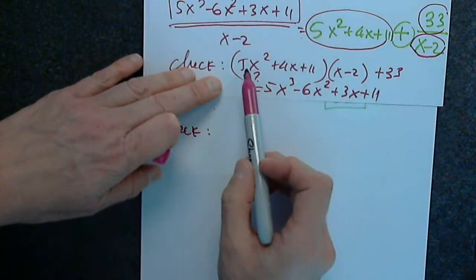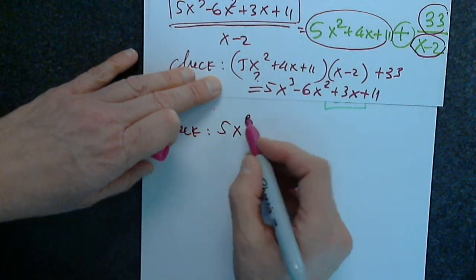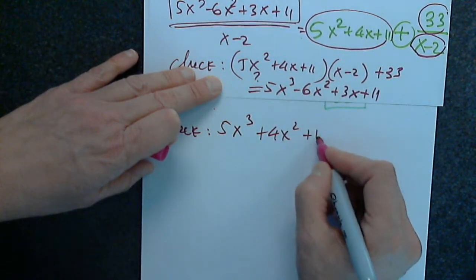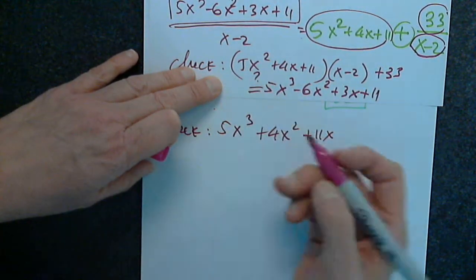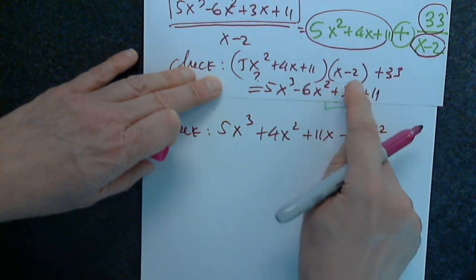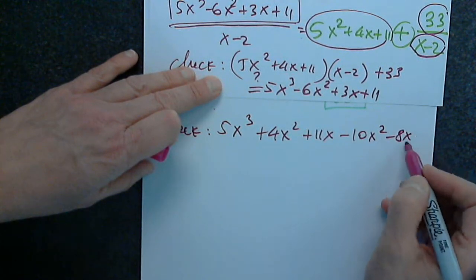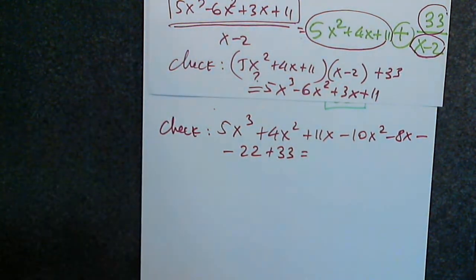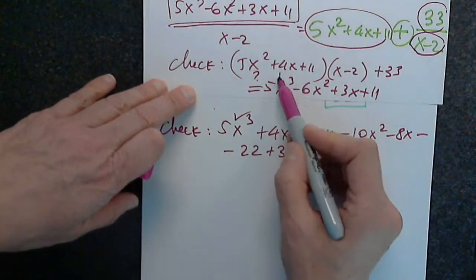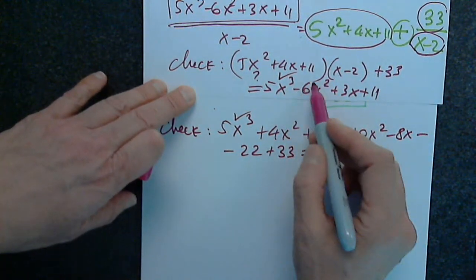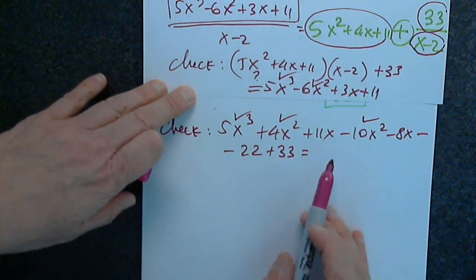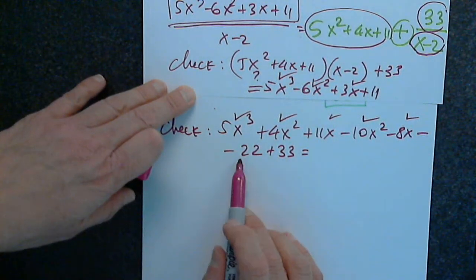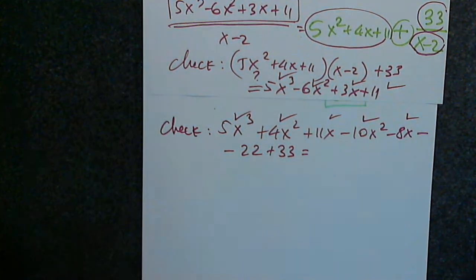Let's check. X times 5x squared, 5x cubed. X times 4x, 4x squared. X times 11, 11x. Negative 2 times 5x, negative 10x squared. Negative 2 times negative 8x, minus 22 plus 33. The 5x squared I got. The negative 6x squared, yes, I did. The positive 3x, yes, I did. And 33 minus 22, I got the 11.